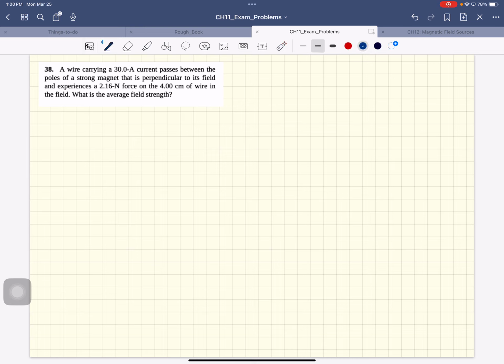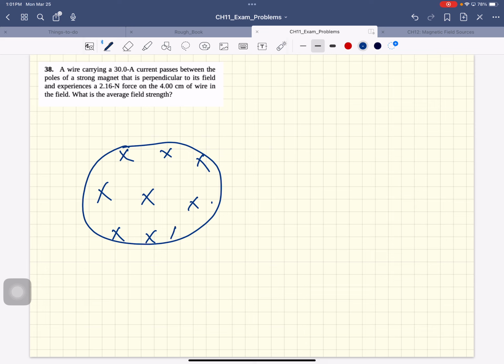Okay, so let's say this is the region in which you have the field, and this field is into the sheet of the paper, and there's a current. So what is a current? You can think of it as a bunch of positive charges moving in this direction. And you have a charge moving in the presence of a magnetic field, it will feel a force.